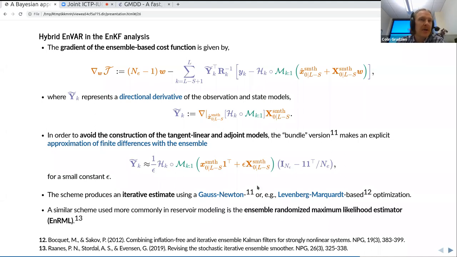And it should be noted, there's a very similar approach, a parallel twin version of this type of estimator, that's more commonly used in reservoir modeling than in short range weather prediction. It's known as the ensemble randomized maximum likelihood estimator. And it's a very similar analysis. It follows most of the same conventions, but with just a little twist here and there. But otherwise, similarly using a Gauss-Newton or a Levenberg-Marquardt implementation, both of these things have been done.